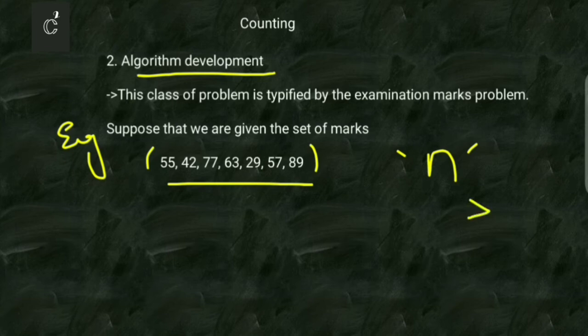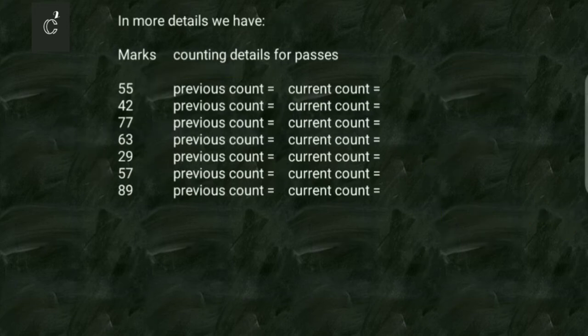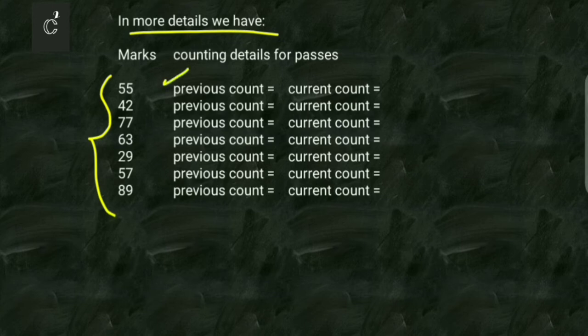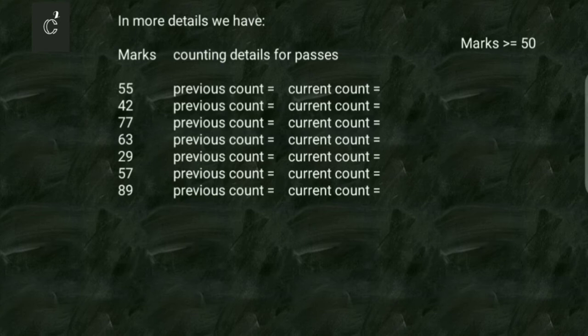What we are supposed to do here is check a condition: whether the list values are greater than or equal to 50. When we are checking this criterion, we have to update the count value simultaneously. Here is the detailed explanation: this is the array which we had taken in the example. We have previous count and current count as pointers. Initially we initialize previous count as 0 and current count as 0. Taking the condition, we will check each one.